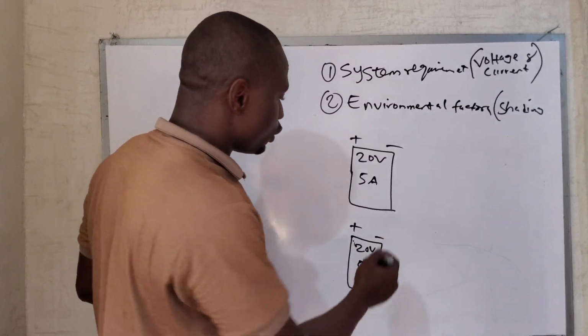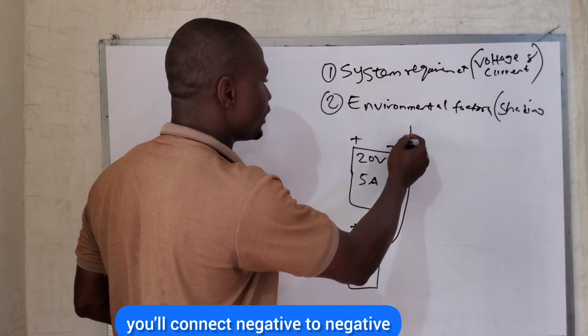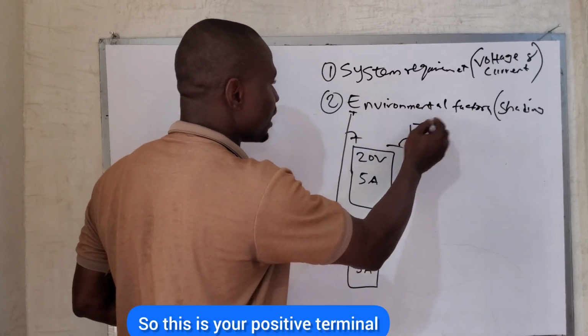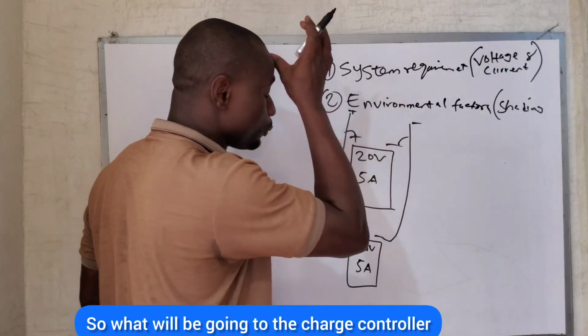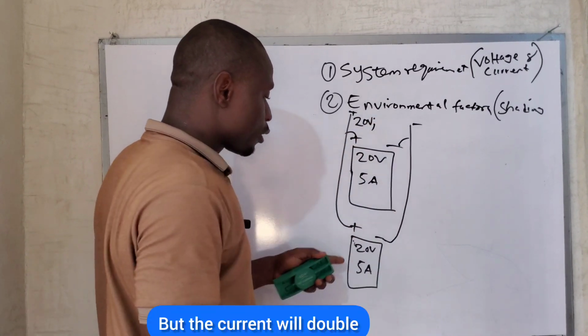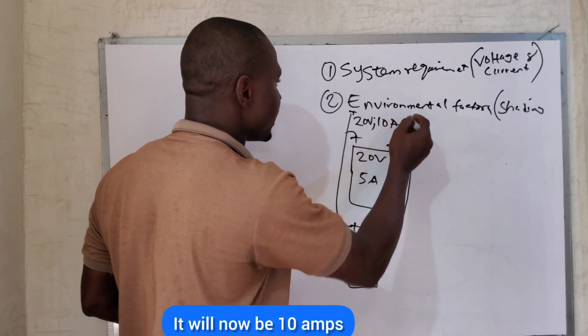Connecting in parallel, you will connect negative to negative and positive to positive. So this is your positive terminal and this is your negative terminal. So what will be going to the charge controller, the voltage will still remain the same, which is 20 volts, but the current will double. It will now be 10 amps.